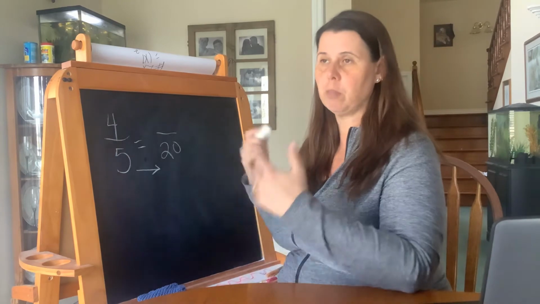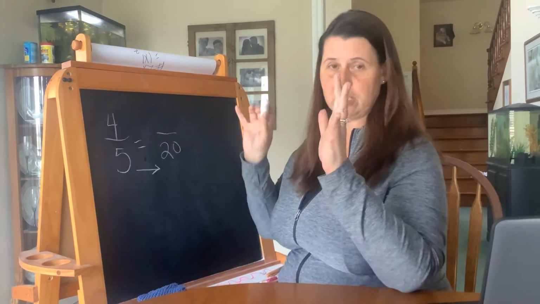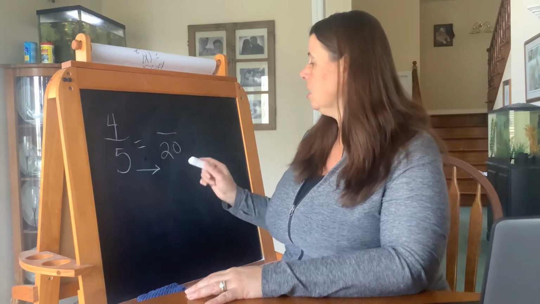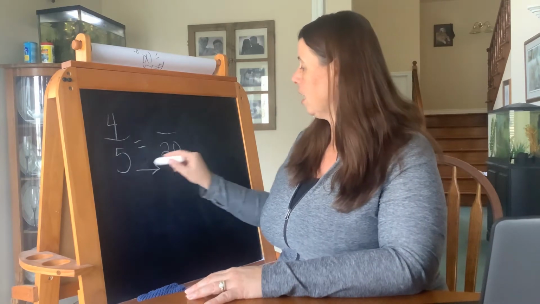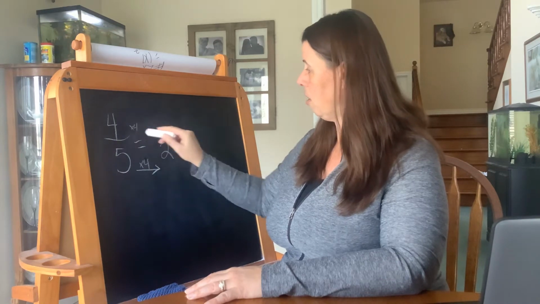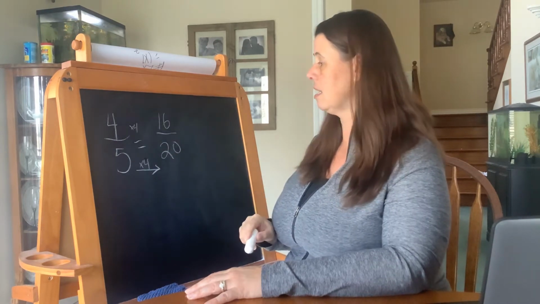It could be dividing, but we're going to work strictly in multiplying because you guys get all sweaty and upset when we start to divide. So 5, how did I get from 5 to 20? Times 4, which means I have to do times 4 on the top. So this would be 16.